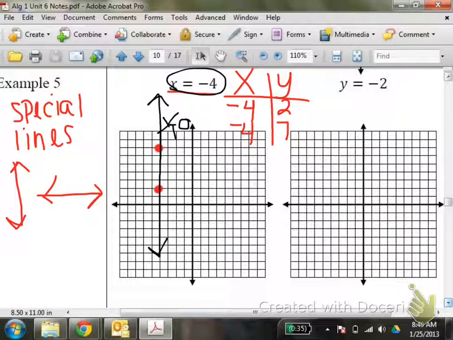So, really quickly, guys, if you have y equals -2, which line do you think that's going to be? That's going to be horizontal through -2. Looks like that. Slope of what? 0 or undefined? A horizontal? 0 because there's no hill, right?